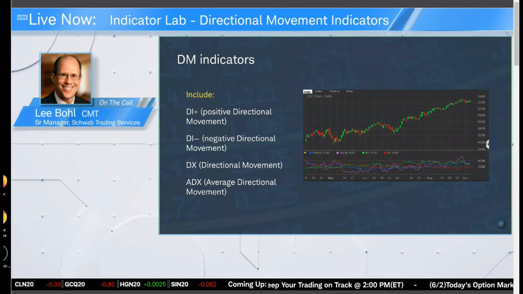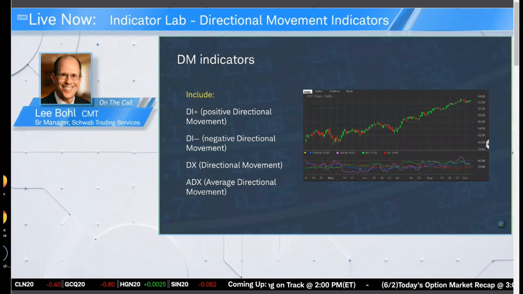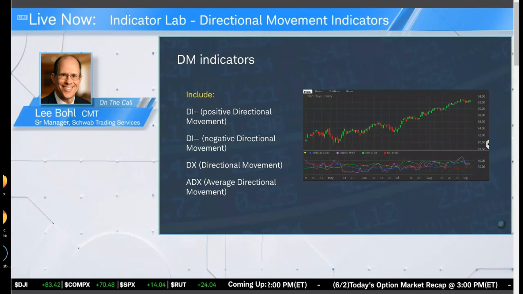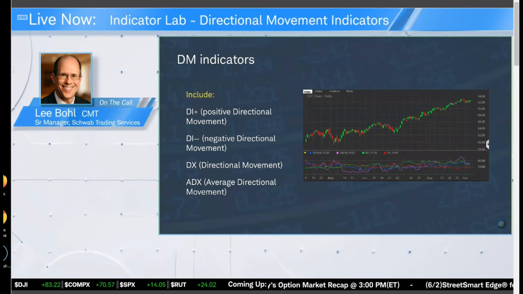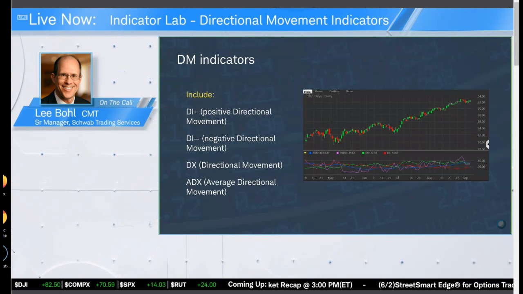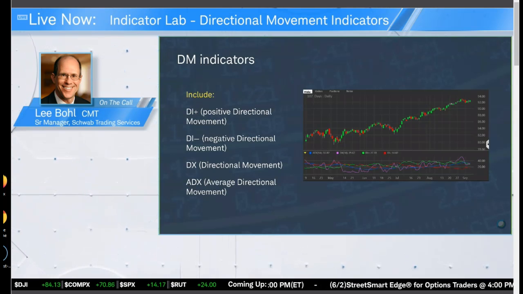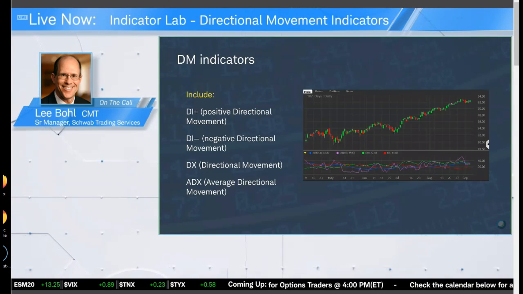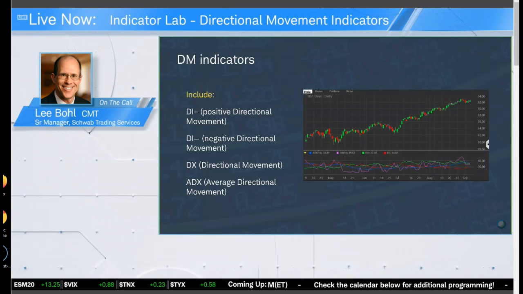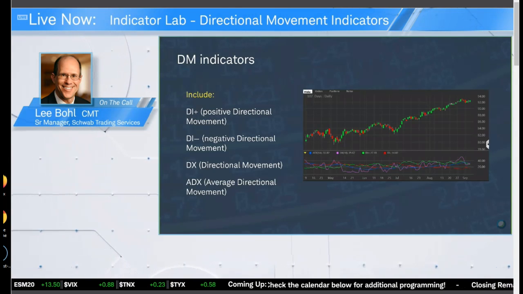So what are the indicators that make up this family? The first one is called DI positive, or positive directional movement. The second one is DI negative, or negative directional movement, something called DX, net directional movement, and ADX, called average directional movement. There's also another offshoot called ADXR, which we'll talk about too.